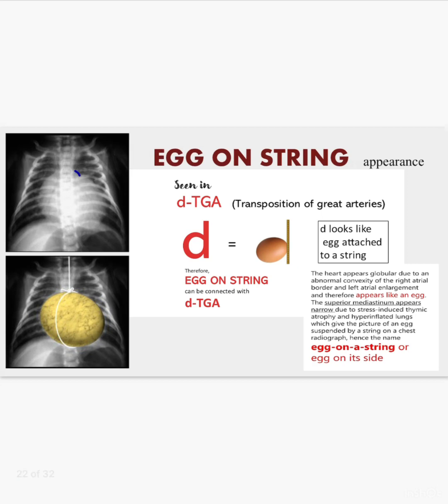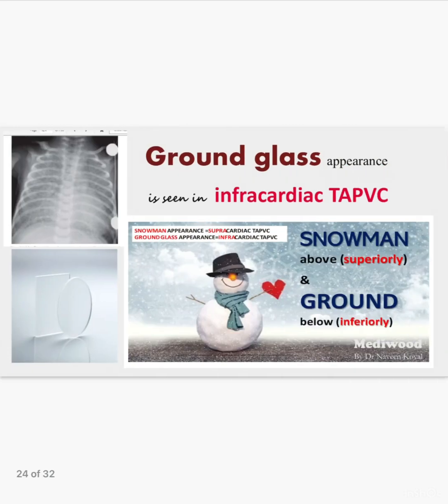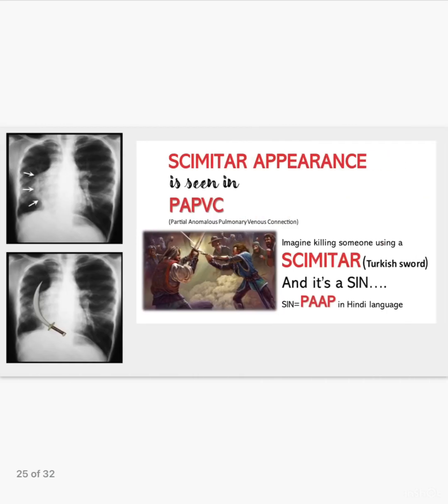Now moving on, guys, does it look like an egg on a string appearance? That is seen in your transposition of great arteries. Again, important. Then this is again snowman appearance, figure of 8, supracardiac TAPVC. And we have infracardiac TAPVC also, guys, where we see ground glass appearance. So you can remember, snow you see above, that is supracardiac, ground is below, that is infracardiac TAPVC. The same thing is written here for you.